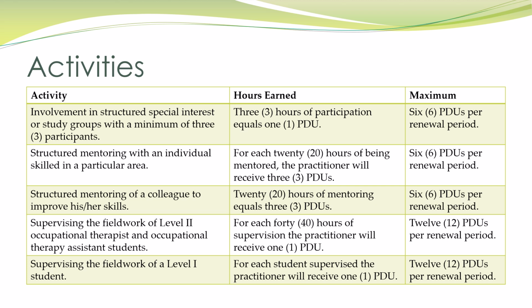So the first activity is the involvement in structured special interest or study groups with a minimum of 3 participants. 3 hours of participation equals 1 PDU with a maximum of 6 PDUs per renewal period. Structured mentoring with an individual skilled in a particular area. For each 20 hours of being mentored, the practitioner will receive 3 PDUs with a maximum of 6 per renewal period. Structured mentoring of a colleague to improve his or her skills. 20 hours of mentoring equals 3 PDUs with a maximum of 6.